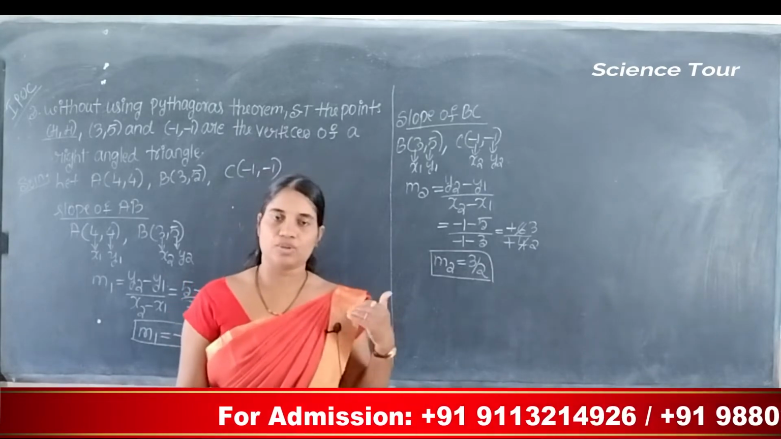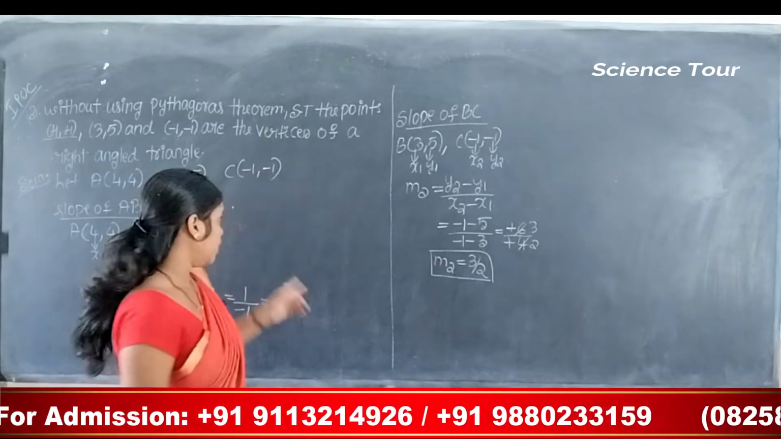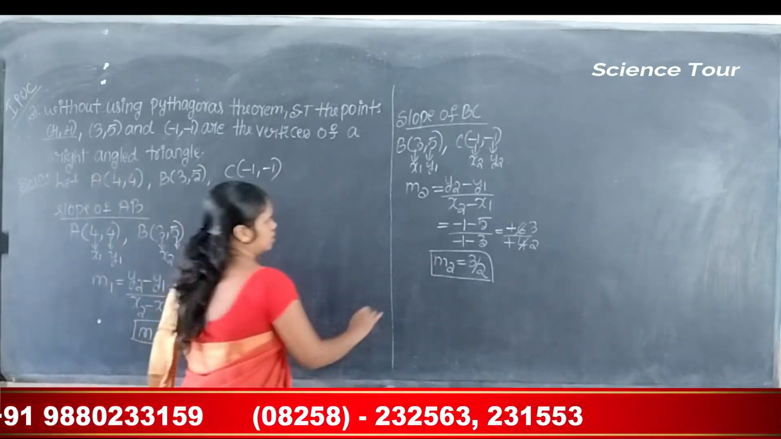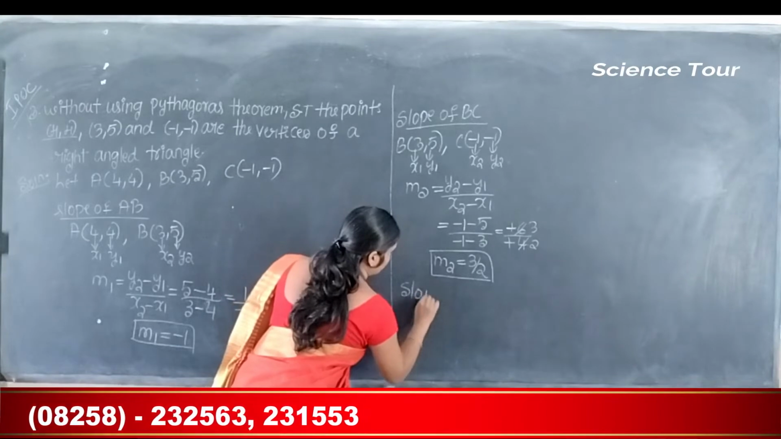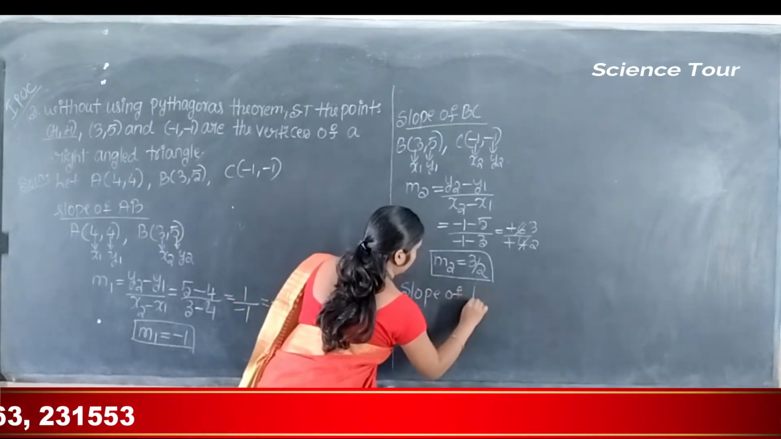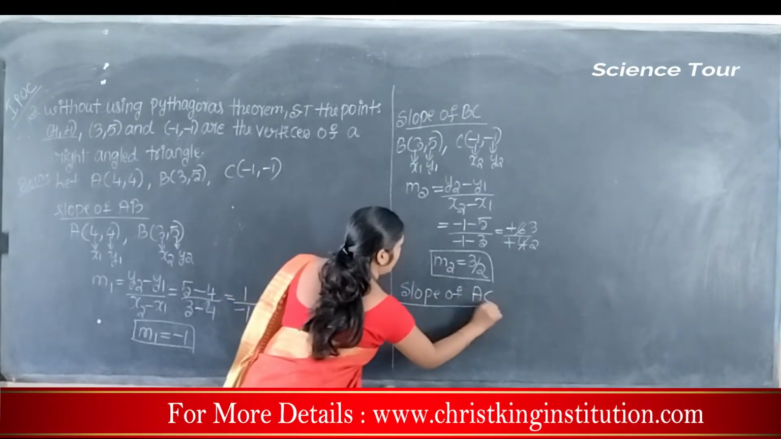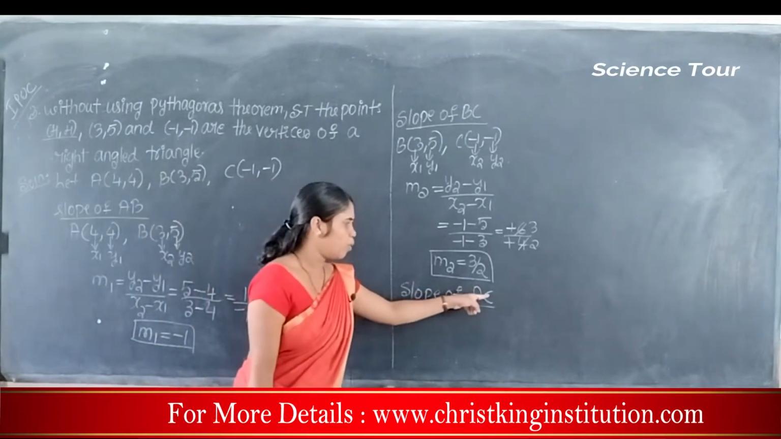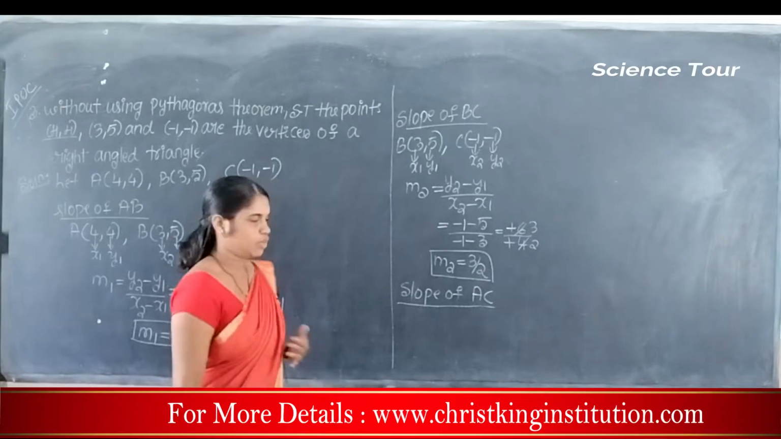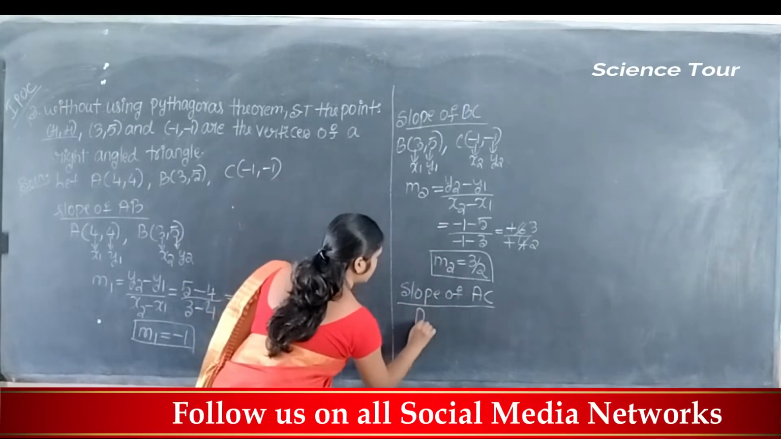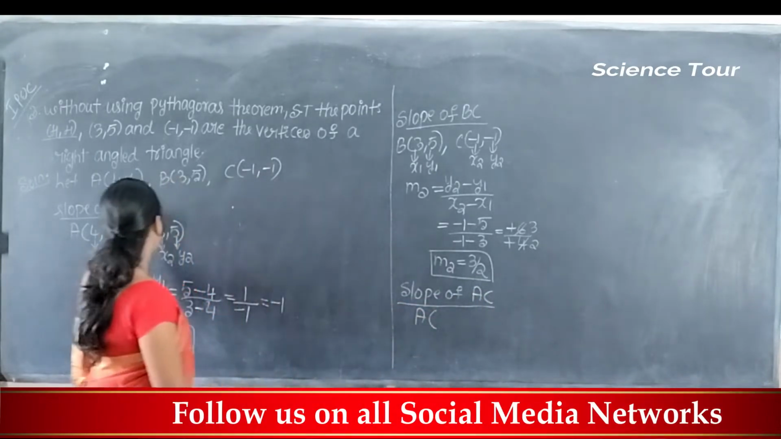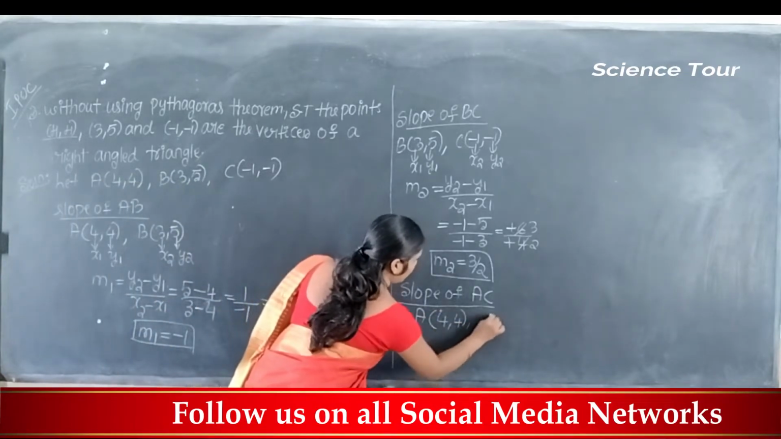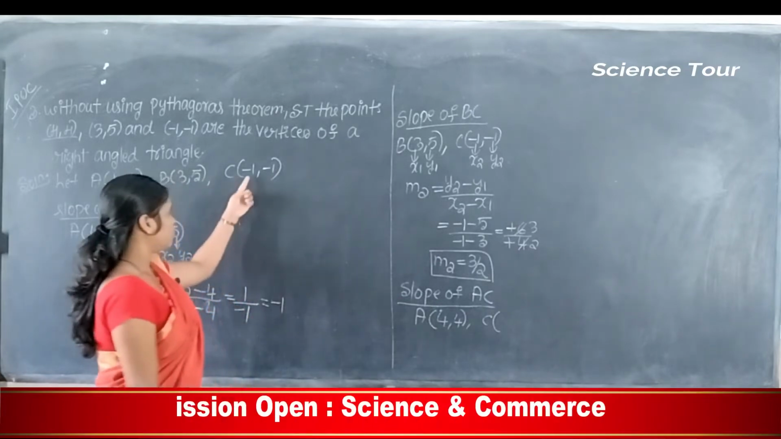Now we'll calculate the slope of AC. AB, BC, AC. So next, the slope of AC. While I am calculating the slope of AC, which 2 points? Point A and point C. What is the coordinate of point A? Point A is nothing but (4, 4). Next, point C, what is the coordinate of point C?